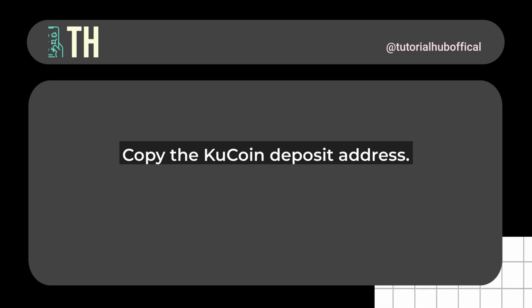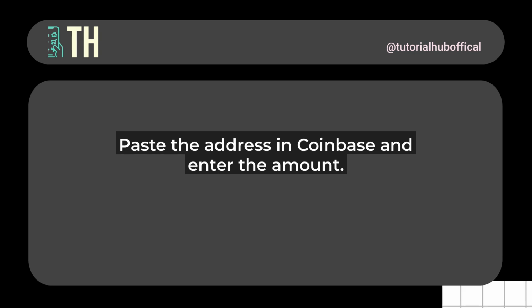Copy that address carefully. Now, back to Coinbase Wallet. Paste the Kucoin deposit address into the recipient field. Double-check everything: the address, the amount of BNB you're sending, and the network. Mistakes here can lead to lost funds. Once you're confident, hit Send or Confirm. You'll likely see a transaction fee. Approve it if it looks right.